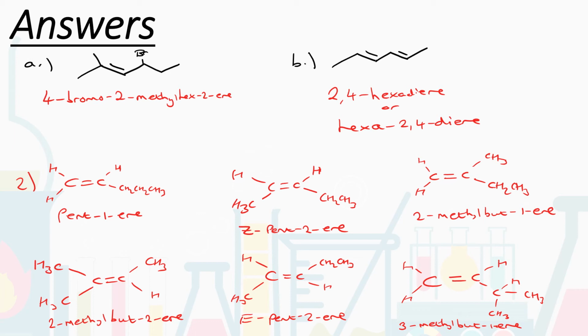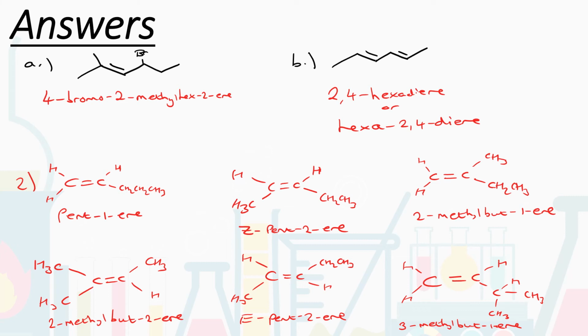So it's going to be a 2-ene. It's based off 6, so the ending of that becomes hex-2-ene. And then we just have to note where our substituents are. So there's a methyl group on 2, a bromo group on 4, but remember that we name alphabetically, not numerically. So it is 4-bromo-2-methylhex-2-ene.